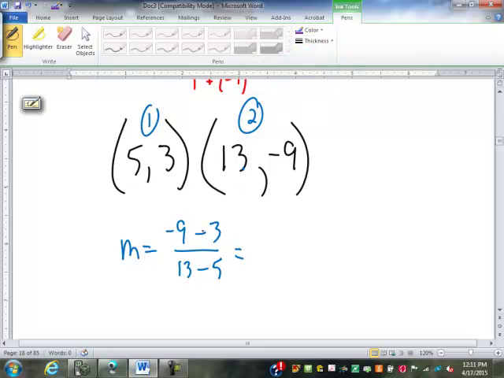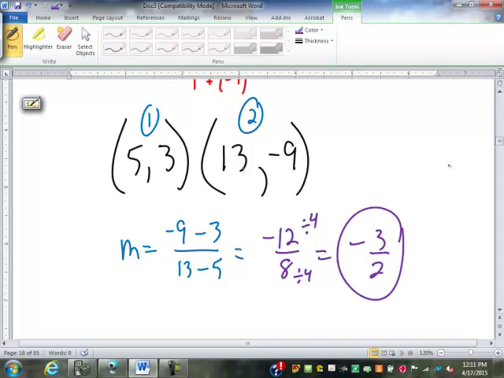So we have negative 9 minus 3 will be a negative 12. 13 minus 5 is 8. So it's a negative over positive. It will be a negative, and we reduce both of those by 4, giving us a negative 3 over 2. So negative 3 halves, or negative 3 over 2, is our slope.